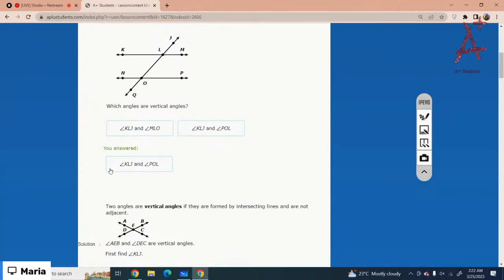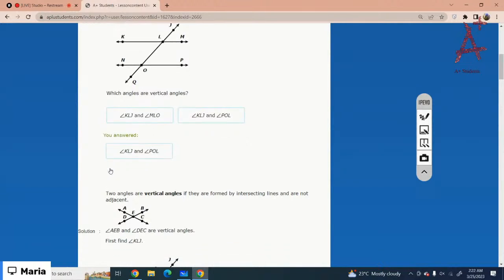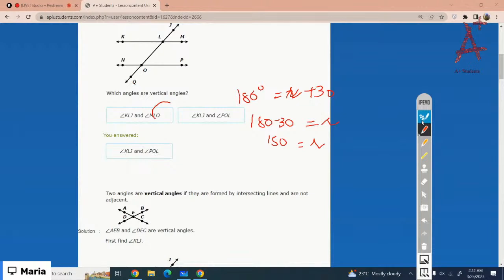We know the definition of vertical angles. Vertical angles are the angles that are formed by intersecting lines and are not adjacent. Adjacent means next to each other. So for this one you have AED and BEC. They are congruent angles. These two angles are congruent.